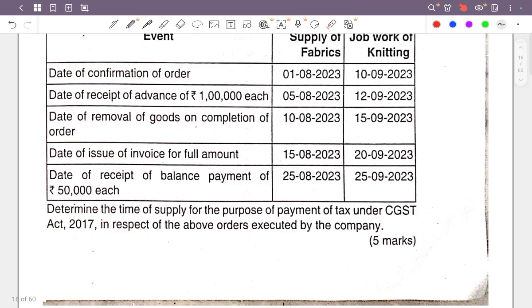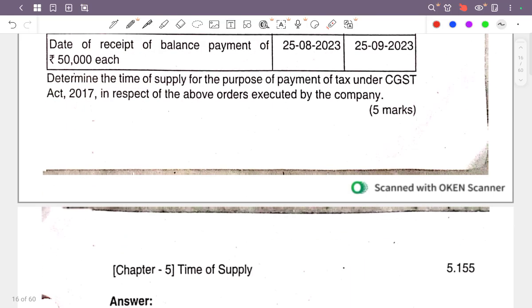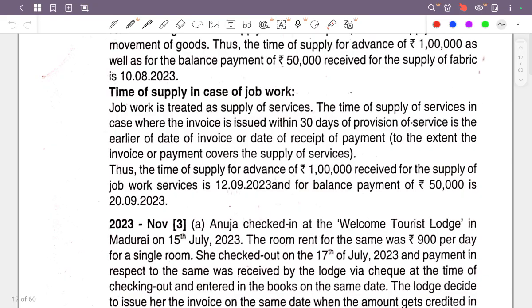Even though I raise the invoice on 15/8 and I receive the advance on 5/8, when I complete the supply, that is the date. Here in the service sector, the time of supply of job work. Job work is treated as supply of service, correct?